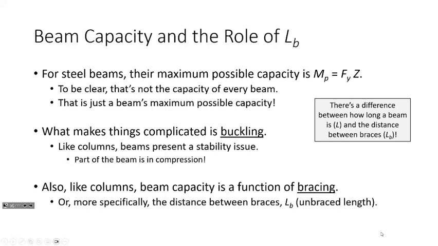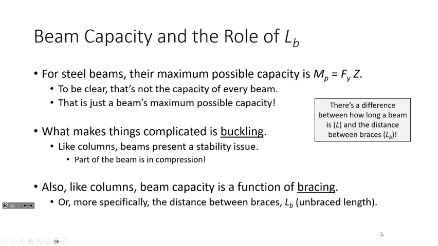What makes things complicated with beams is buckling. Like columns, beams contain elements that are in compression, and things in compression like to buckle. And so if you have an element that's in compression, you have to account for the section stability.